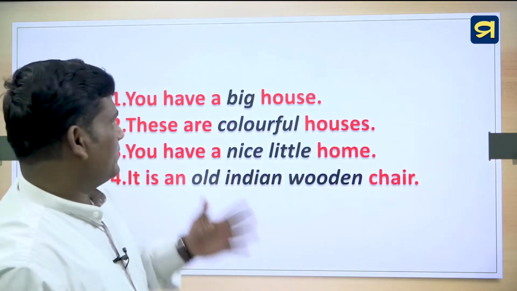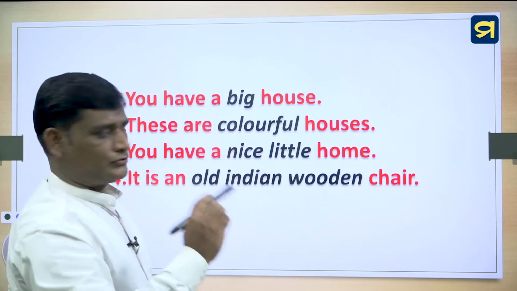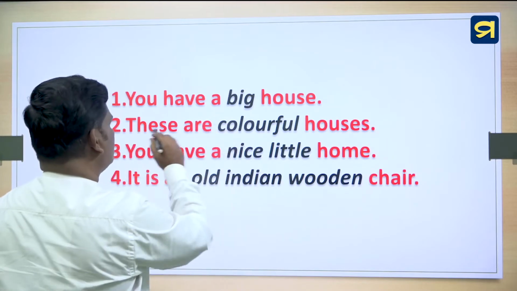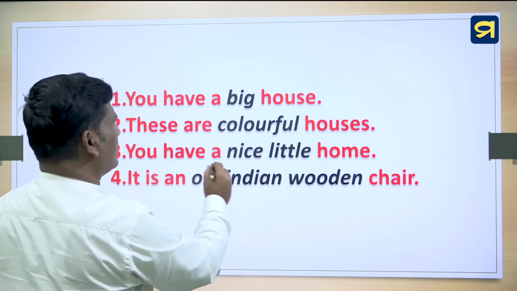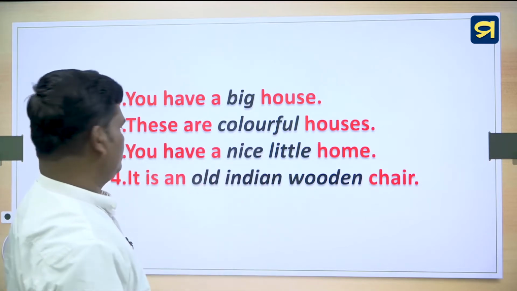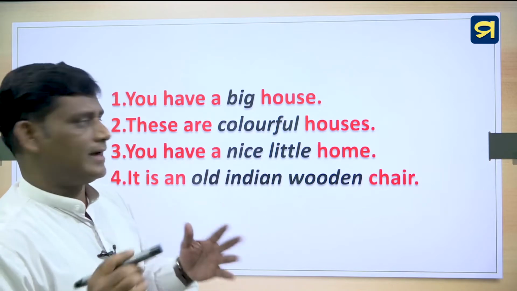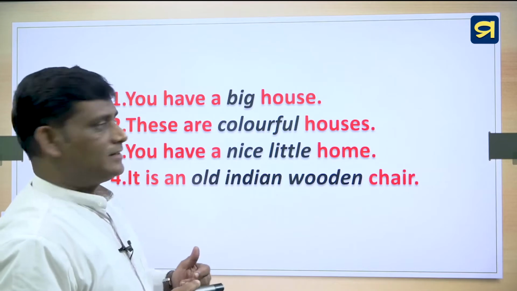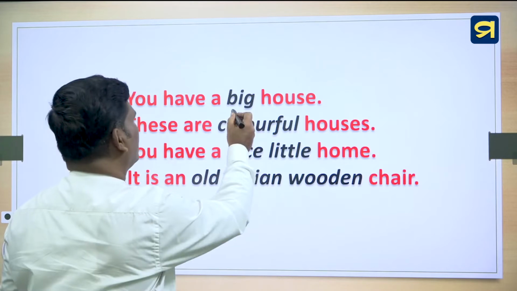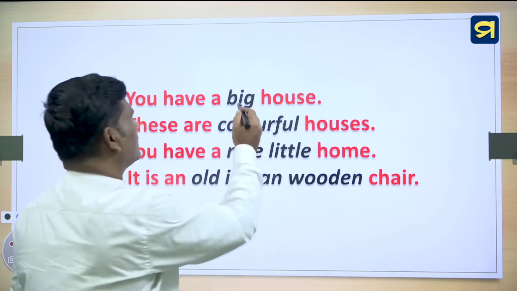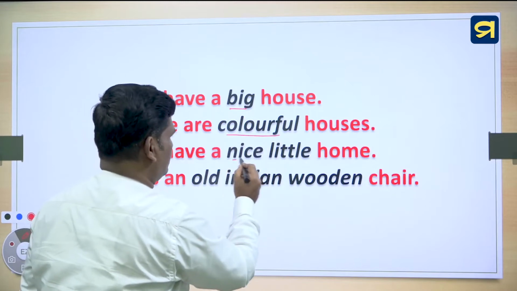Now look at some sentences written here. You have a big house. These are colorful houses. You have a nice little home. It is an old Indian wooden chair. Look at these sentences. Some words are in black color, and you know from the previous class they are adjectives.